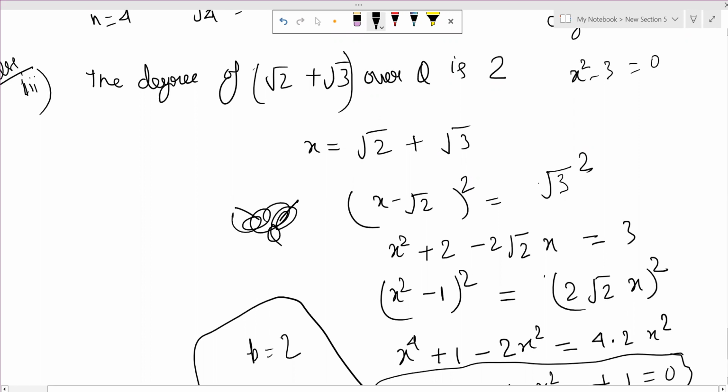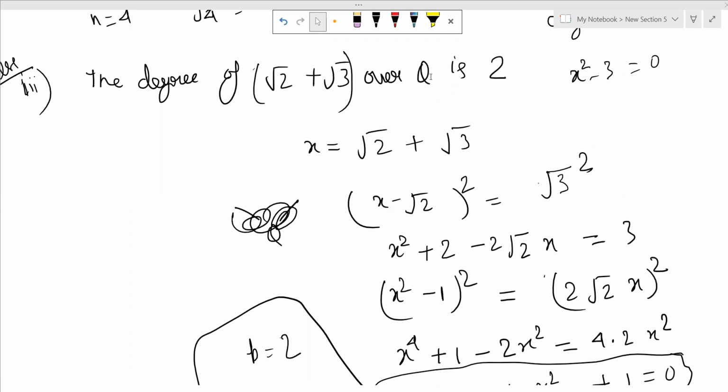How do you prove this is the least degree? For proving degree, you need the least degree polynomial, right? So how will you prove it is least degree? Ravi Shankar, how will you prove this is least degree? Muthukumar, how will you prove this is least degree?